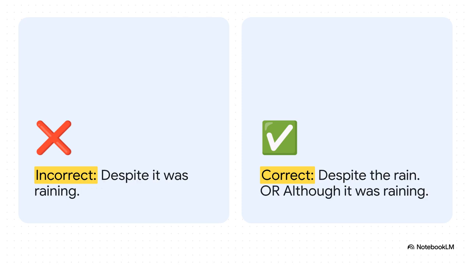And finally, I've got to warn you about the classic despite mistake. Despite cannot, under any circumstances, be immediately followed by a full clause with a subject and a verb. Despite it was raining completely crumbles structurally. You have to use a noun phrase, something like despite the rain, or you just switch your glue entirely and say, although it was raining.